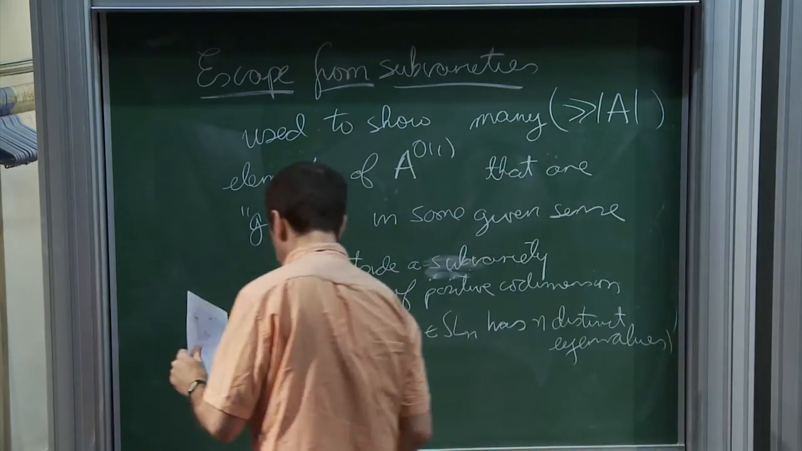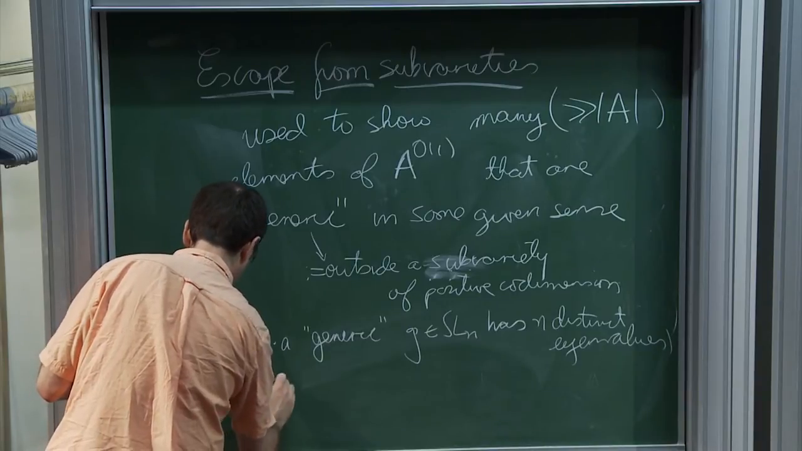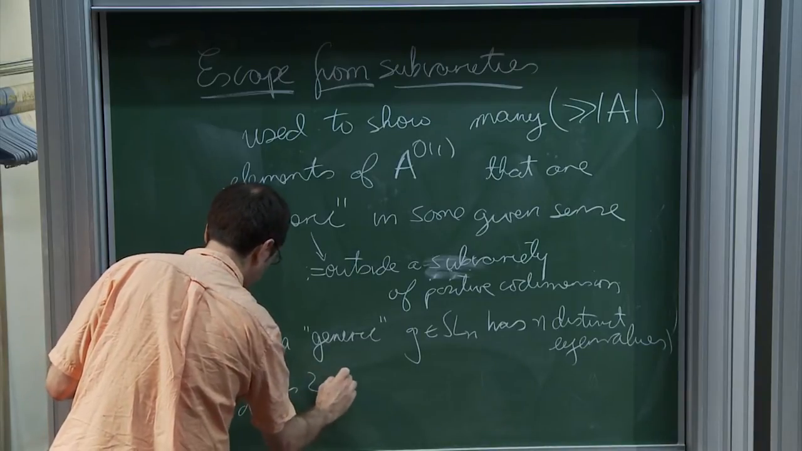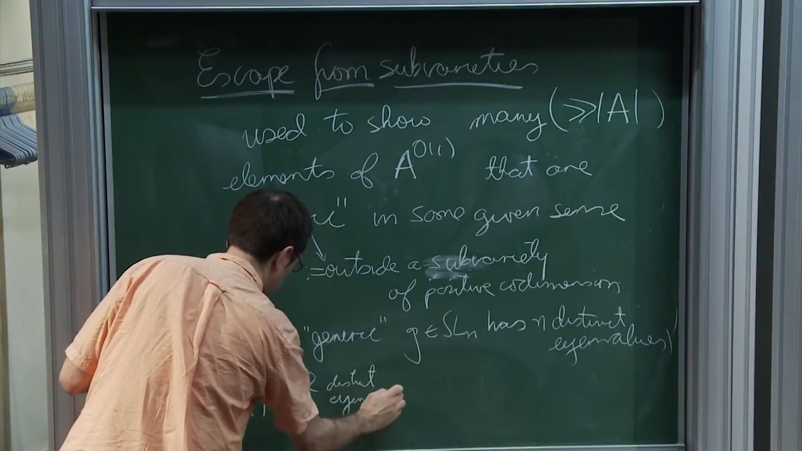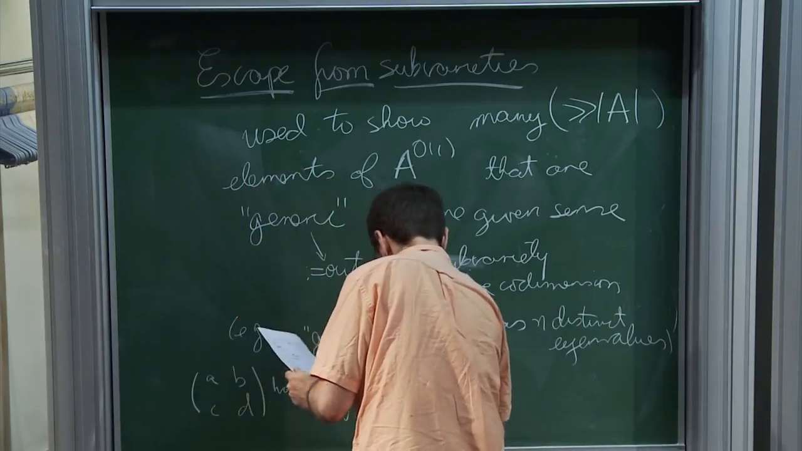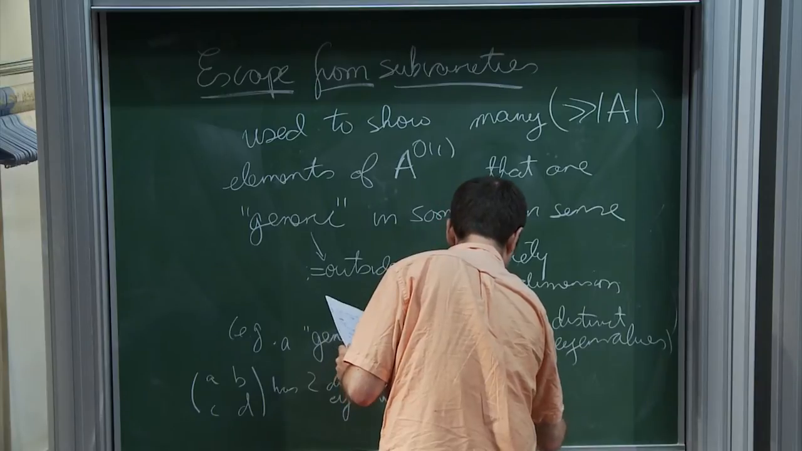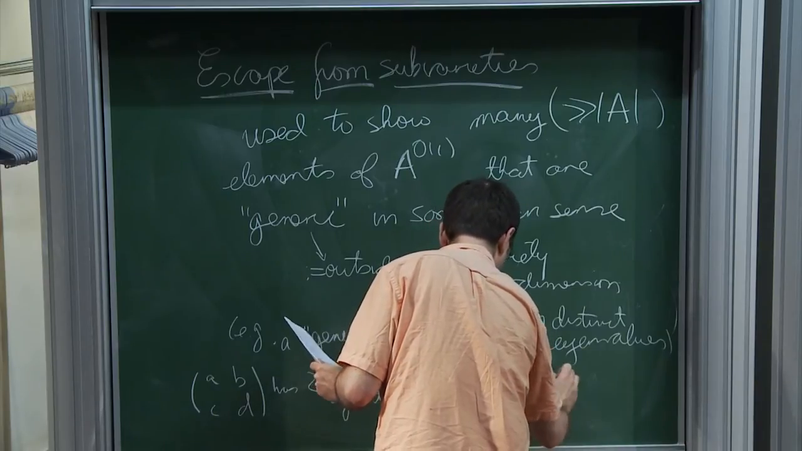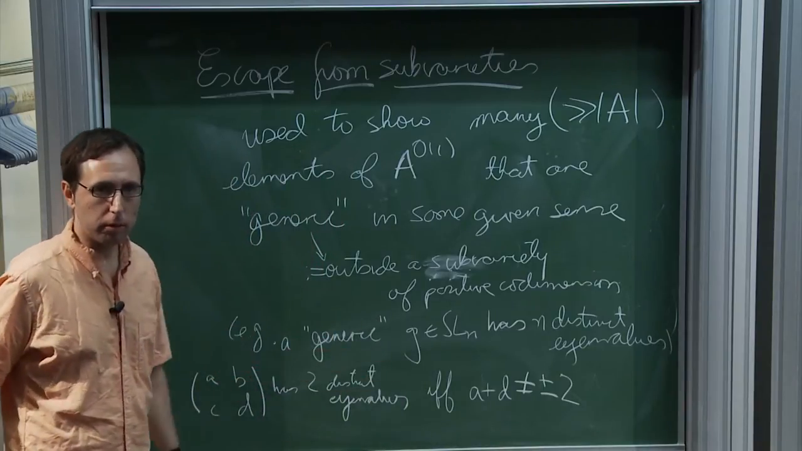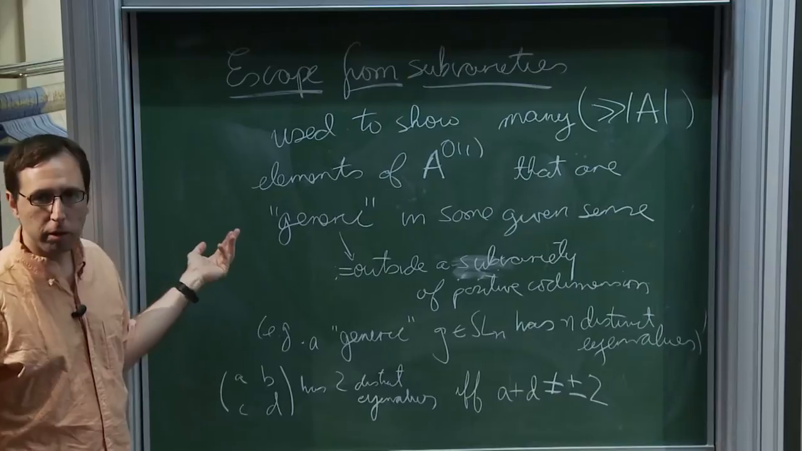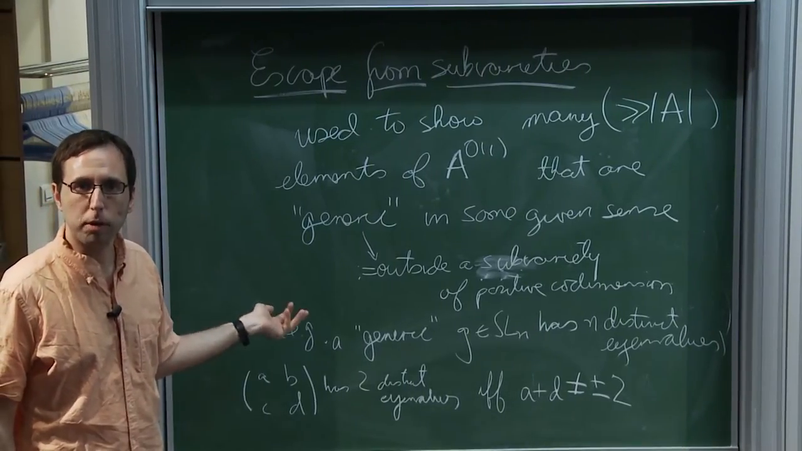So to be very, very concrete, the matrix ABCD, for example, has two distinct eigenvalues if and only if it does not satisfy a very simple equation. So you are generic if you don't satisfy an equation. Escape from subvarieties is something that is used to escape from special cases that you don't want to bother about.